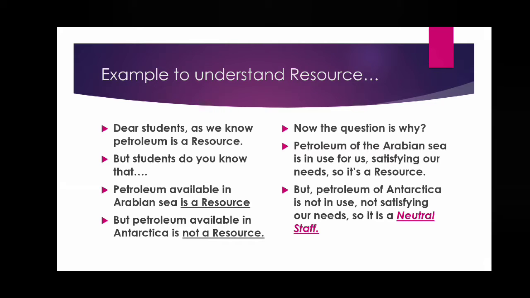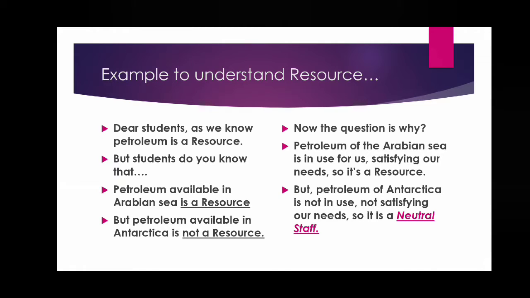Clear? So when anything is not fulfilling your needs, but we know it can fulfill your needs in the coming days, in future, it is called neutral stuff. But when anything is in use already, when it is satisfying your needs, then it is called as what? Resource. So the difference is clear. Resource means it is doing something for you, it has already started to provide you the facility, it has already started to fulfill your needs. But the thing which has the capacity but is not doing the work till now, then it is called as what? Neutral stuff. Difference is clear.